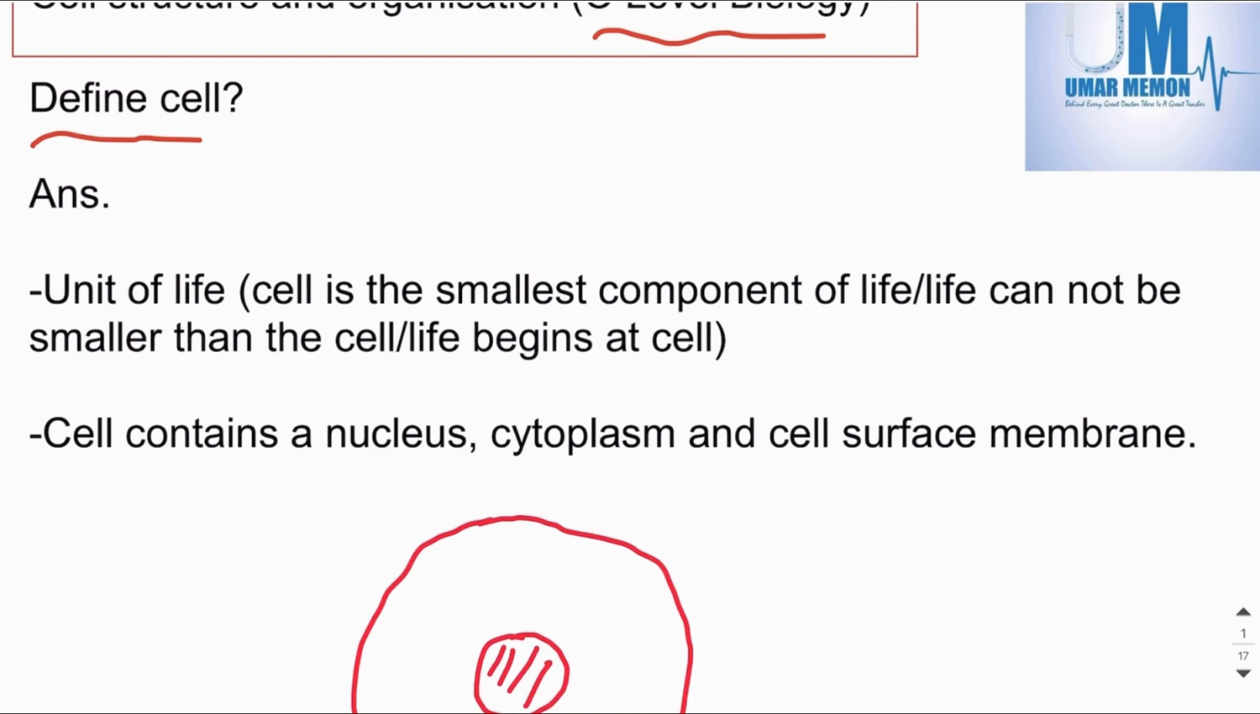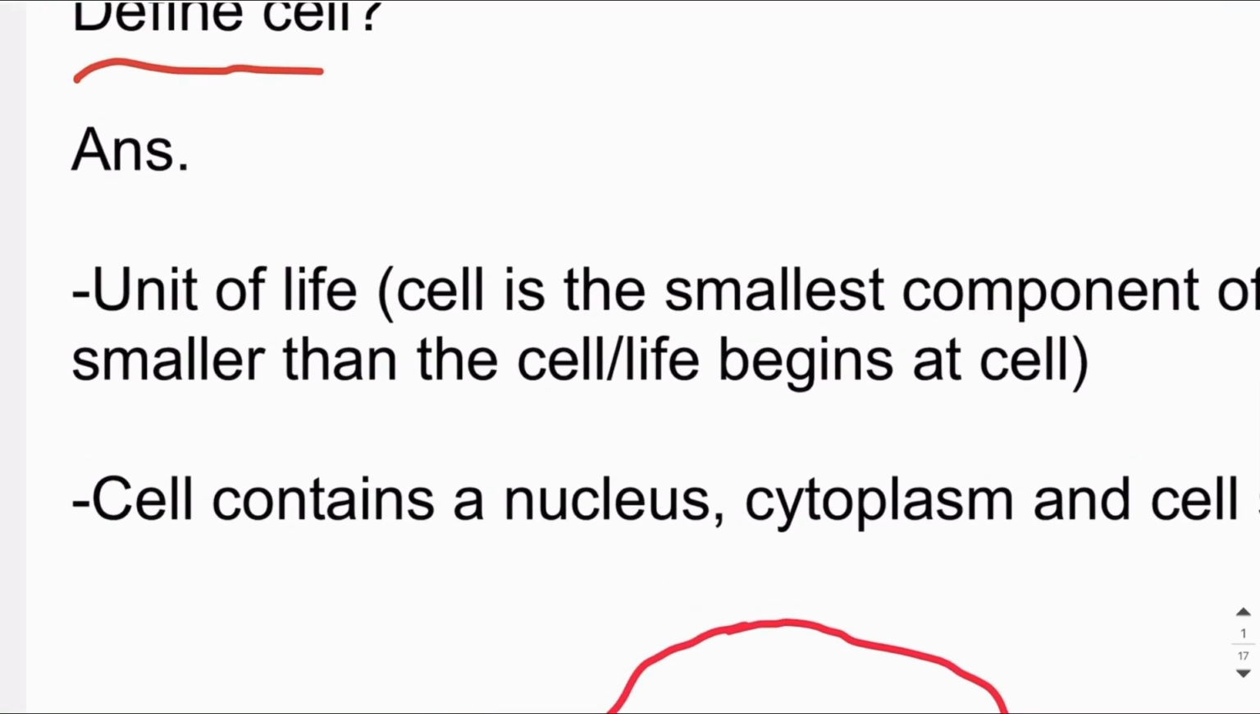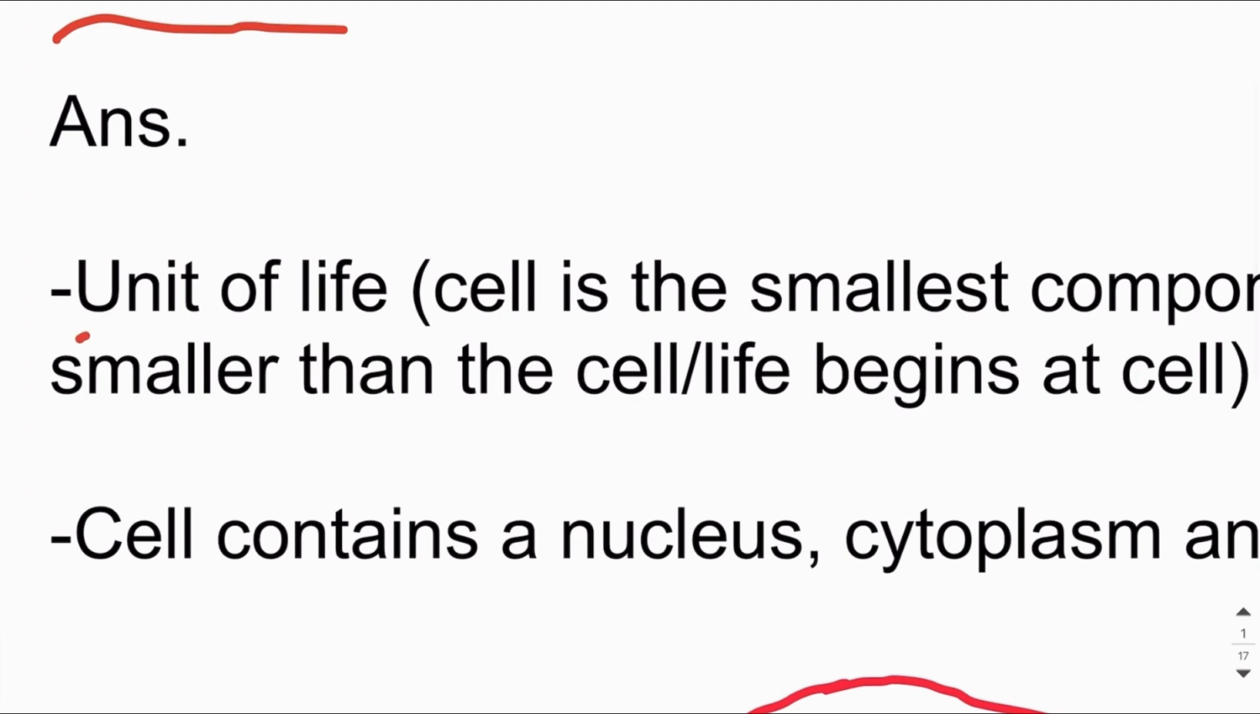Always remember that in your biology paper, for example paper 2, you can be asked to define the cell for 1 mark. If you're asked to define the cell for 1 mark, you will always state these three magical words: cell is the unit of life, right? We can write that cell is the basic unit of life.